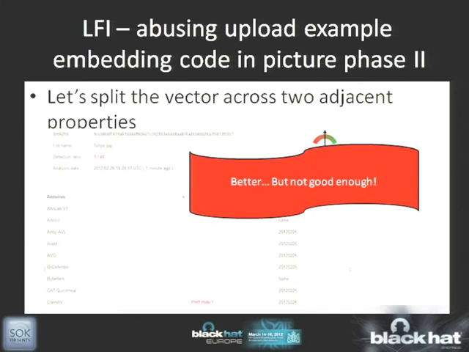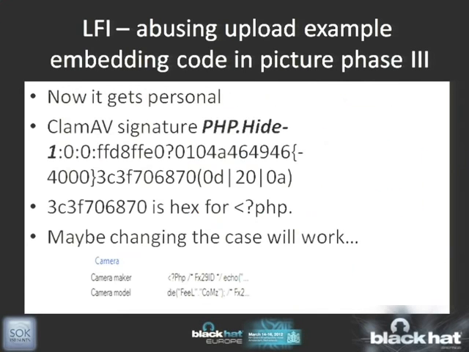Okay, so now it gets personal. ClamAV is detecting our code. So we took a specific look at the ClamAV signature, and we see that the signature is really looking for an angle bracket question mark PHP inside, in the first part. It's looking for the JFIF header of the JPEG image.